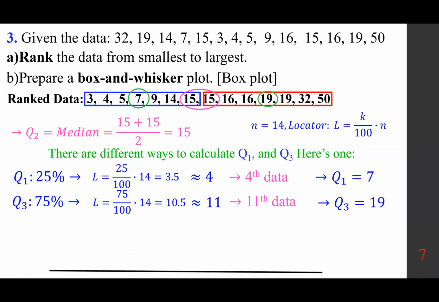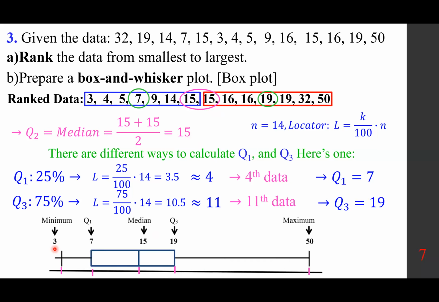This is the line. On this line, you check mark the numbers 3, 7. The minimum is 3. Q1 is 7. Q2 is 15. Q3 is 19. Maximum is 50. So you put them in order. This would be your box, and this would be your whiskers. Take a look. That's how you do that.